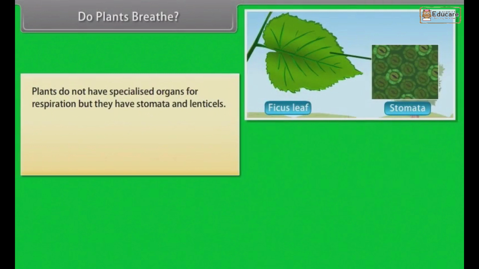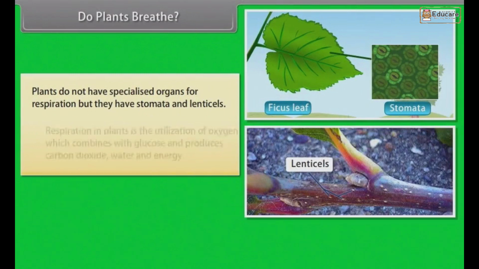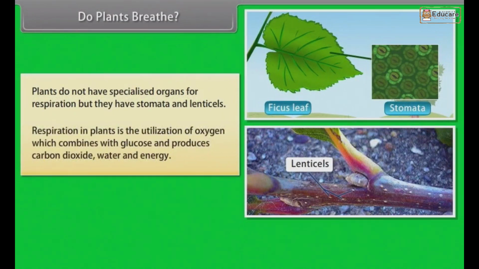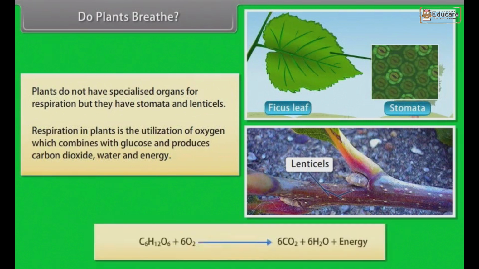Plants do not have specialized organs for respiration, but they have stomata and lenticels. Respiration in plants is the utilization of oxygen, which combines with glucose and produces carbon dioxide, water and energy. The combustion of glucose gives carbon dioxide, water and energy.